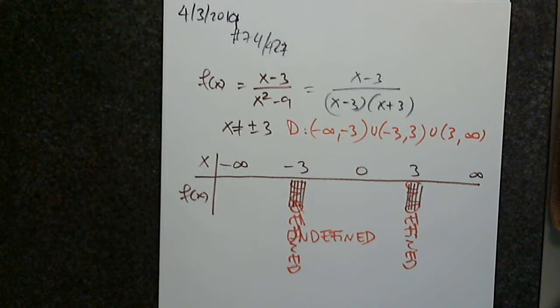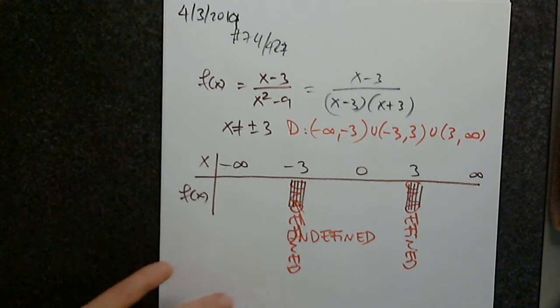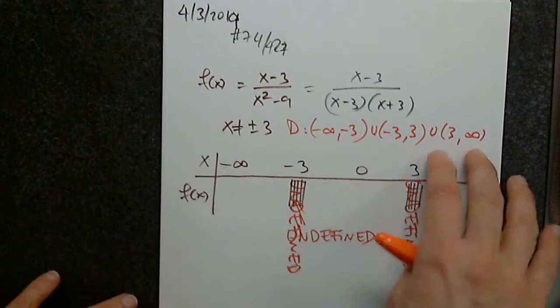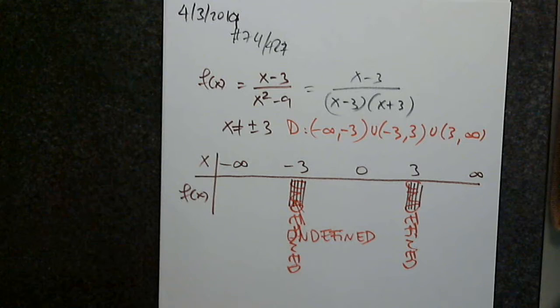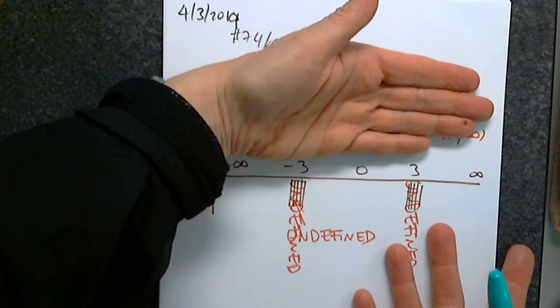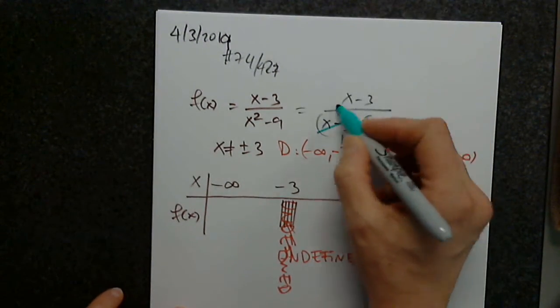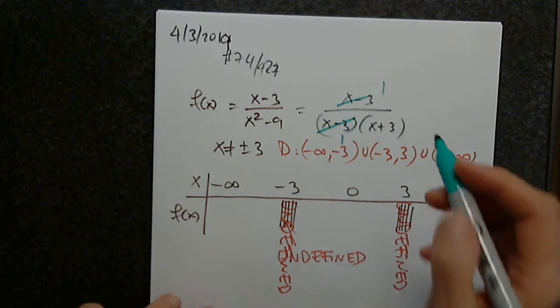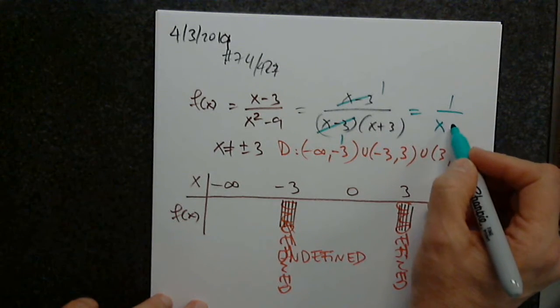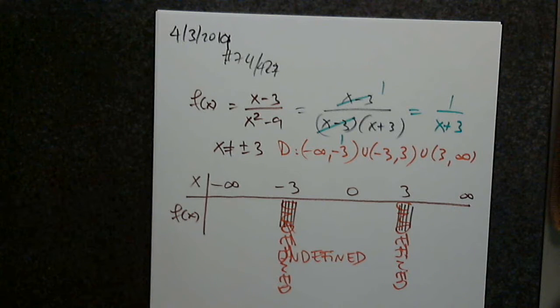Yes. Okay. If you don't use a table, summarize the information somehow, and then you don't have to write it. It's up to you. If you don't write it, but you show this, then I know you know what the domain is. Okay, now, only now, I can simplify. And the simplified form of this expression, this rational function, is 1 over x plus 3.